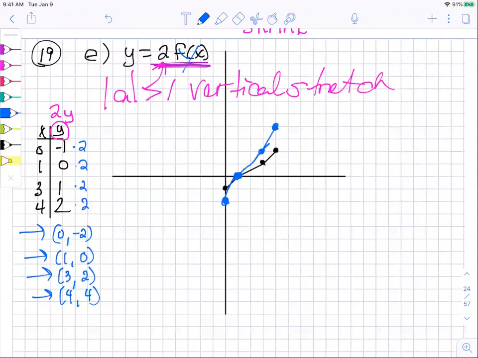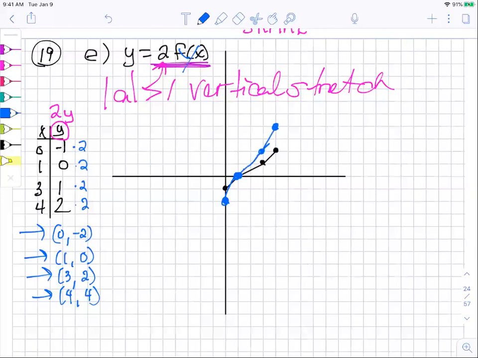So again, I just listed ordered pairs. I took the y value of those ordered pairs and I multiplied them by 2 to get a new graph. I apologize that my graph doesn't look so good. That middle line there connecting those second and third points, just not happening for me today on the iPad, I suppose.